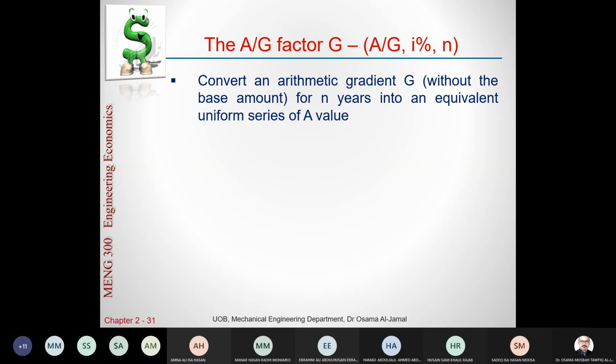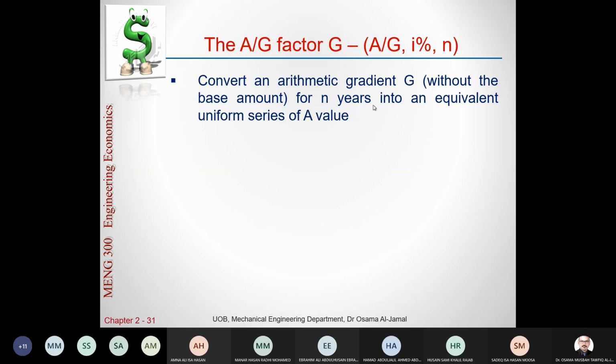If you're going to find A given A for the same annuity from year 1 till year 15, for example, already we have it in annuity. So converting A given A will give you 1, the same number, if it is in the same period from year 1 up to year N. To convert an arithmetic gradient G without the base amount, for N years, into an equivalent uniform series of A value, how to find A given G?